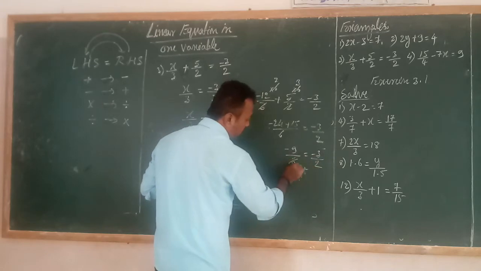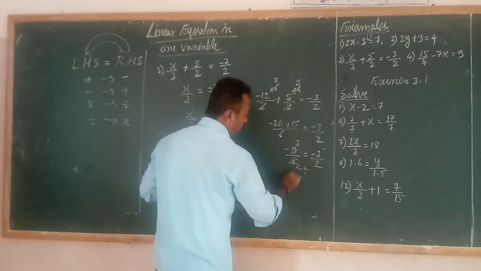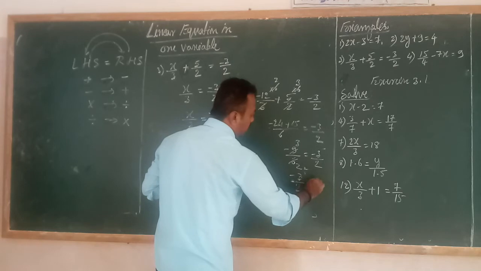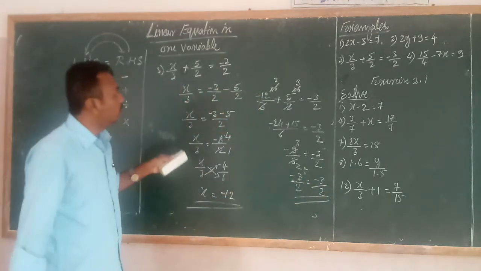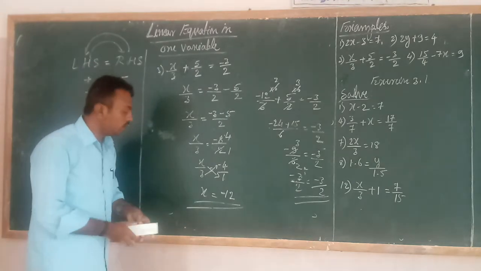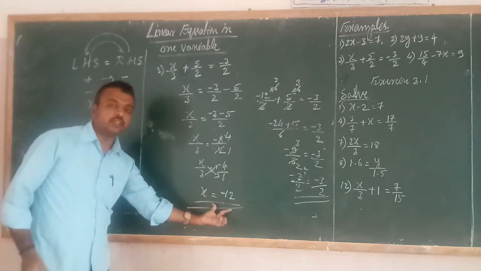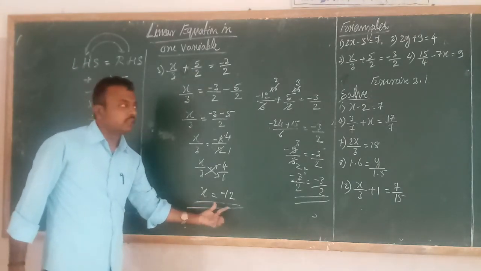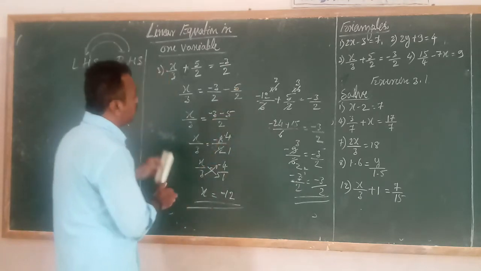Minus 9 by 6 is equal to minus 3 by 2. If you simplify that, 3 2s are 6, 3 3s are 9. So remaining is minus 3 by 2. It is equal to minus 3 by 2. So LHS is equal to RHS. Therefore, our verification is correct. Therefore, the x value is exactly minus 12. Understand? So like this. Now question number 4.